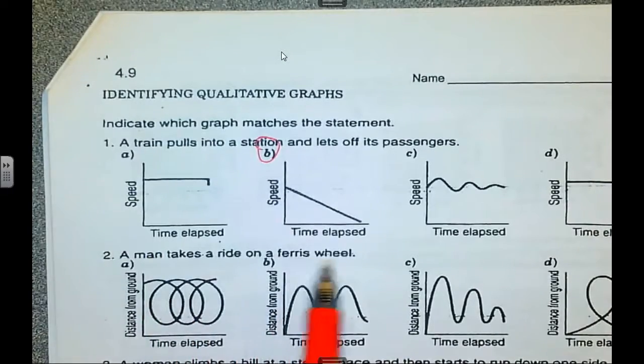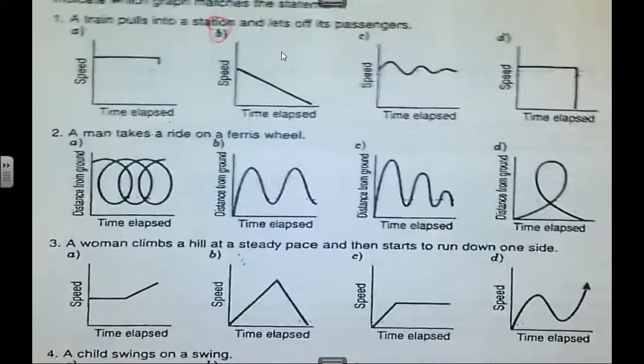Number 2, a man takes a ride on a Ferris wheel. Now, we could eliminate 2 graphs right off the bat, right?